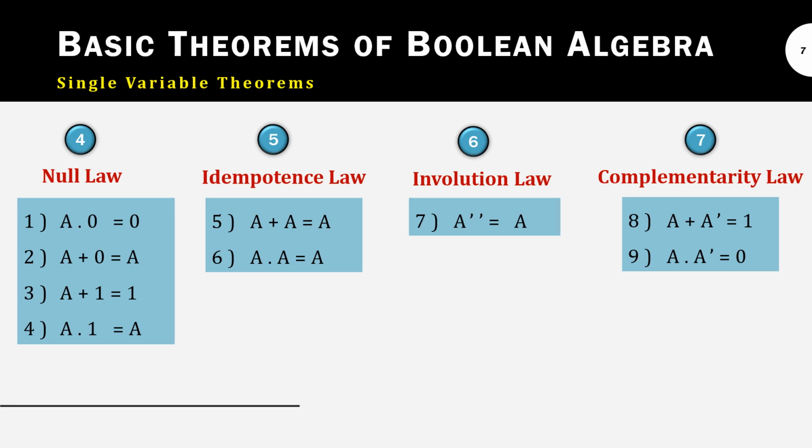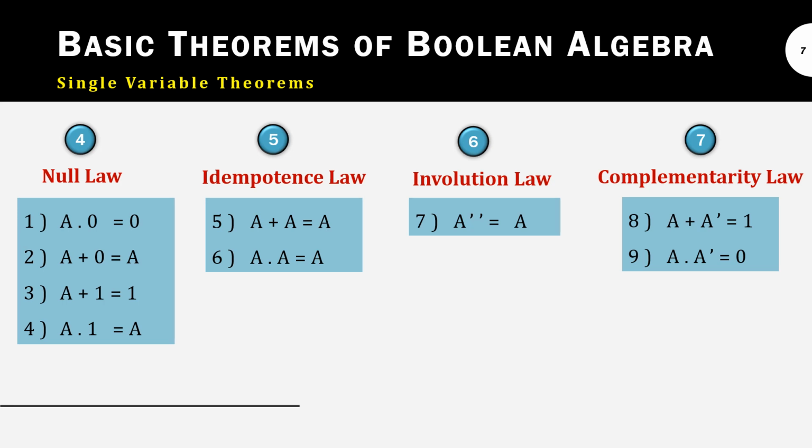Okay. Now let's look into the idempotence law. The law states that A plus A is equal to A and its dual, A into A is equal to A. Then the next law is the involution law. It is also called the double inversion law. The complement of a complement is the original value. A double complement is equal to A.